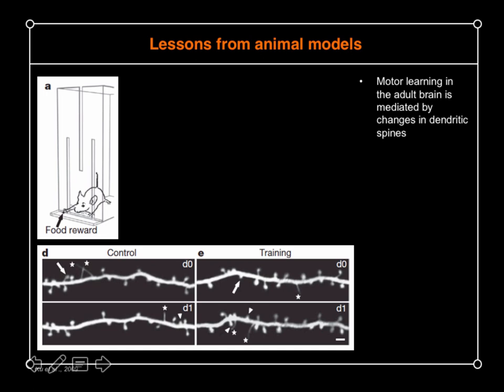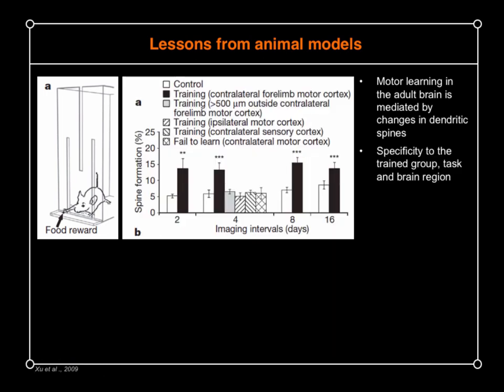They concluded that, compared to the control, from day 0 to day 1, you see an increased proliferation of these new spines on those dendrites. So they concluded that motor learning in the adult brain is mediated by changes in dendritic spines. This is with 2-photon microscopy. You can image things at a single micron level. You can do this, right? But what I really liked about it was the design, right?